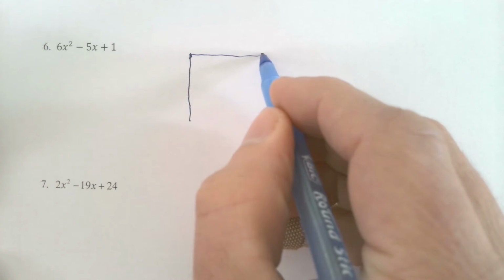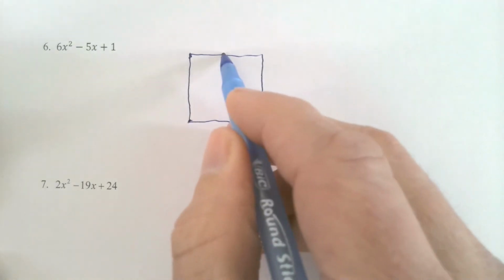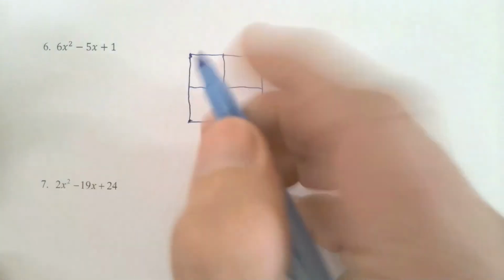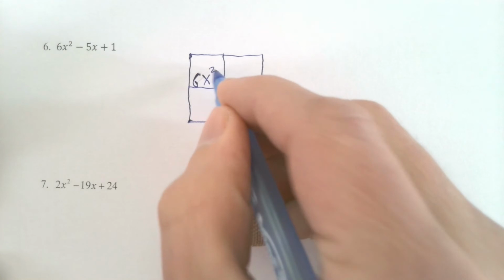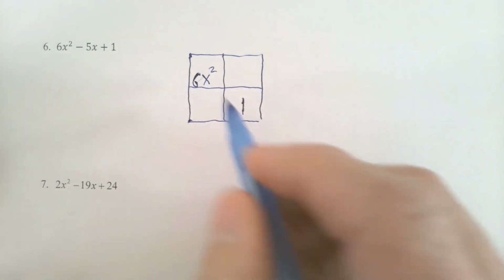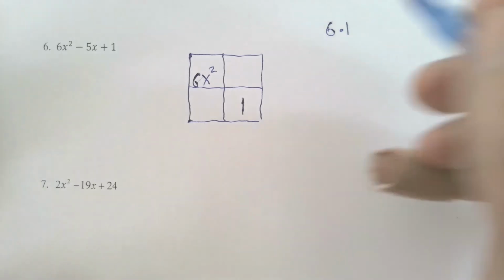When you don't, you'll go ahead and make this box. You'll divide it up into 4 components like this. In the upper left, we just grab this one. In the lower right, we put that one. Then we take the two numbers from these boxes, the 6 and the 1, and we multiply them together. That, of course, makes 6.